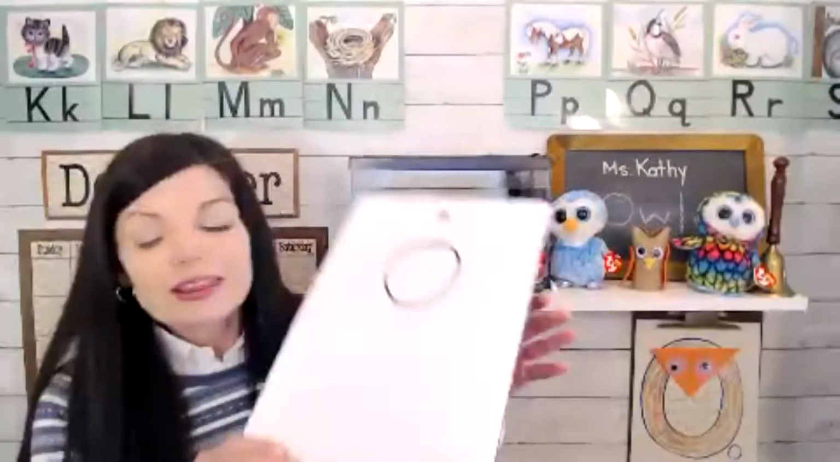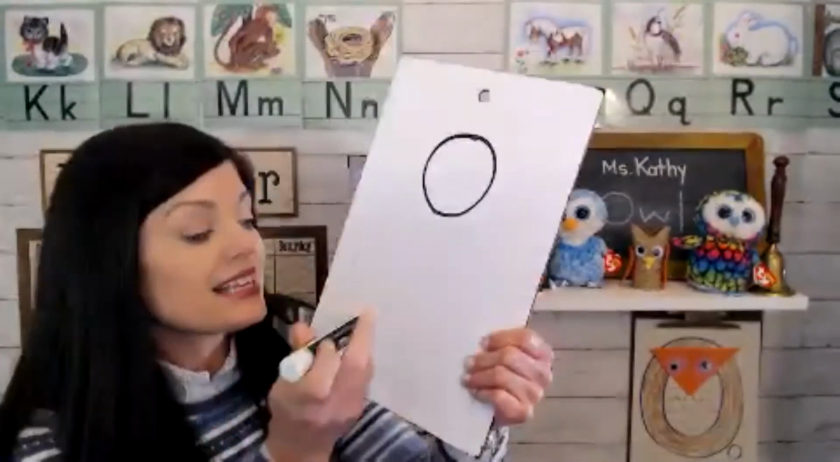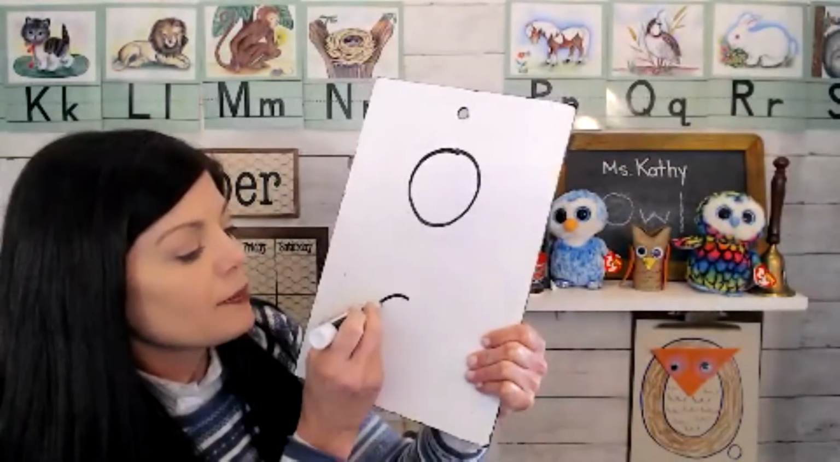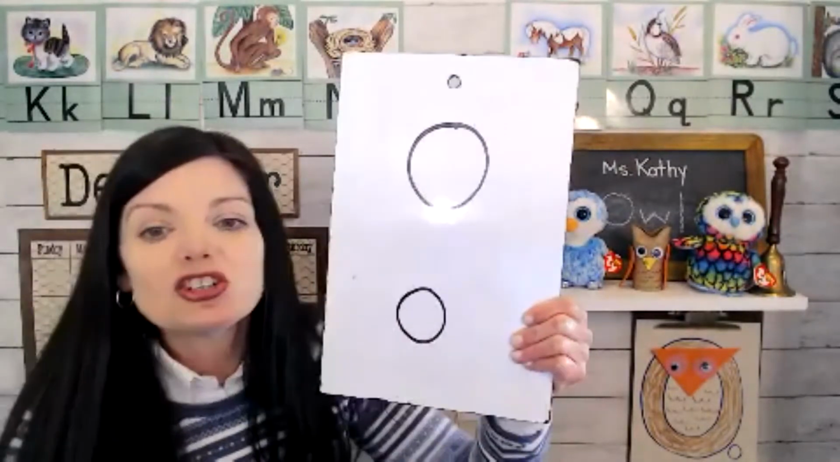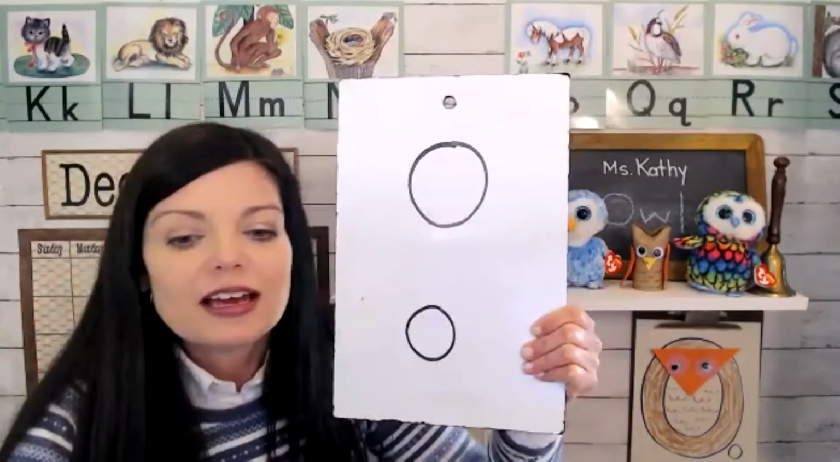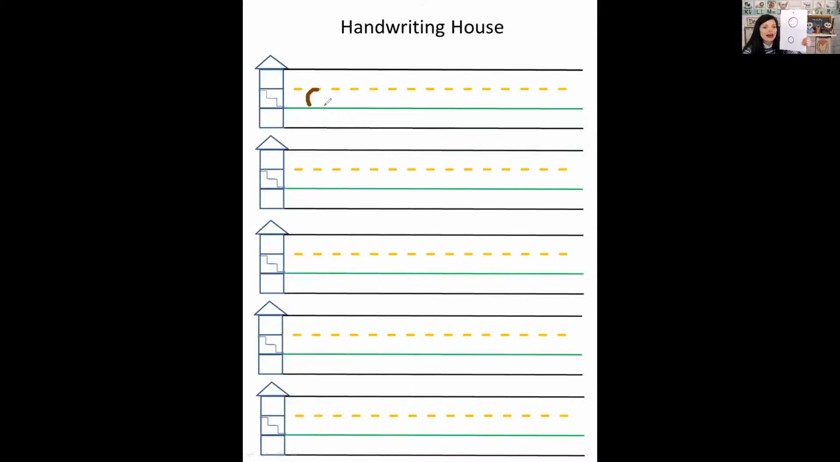Now we're going to see what the little O looks like. It's the same as the big O, just start at the top and curve around and back. You're just going to make it a little bit smaller. And if you're using handwriting paper, the little O goes downstairs. Curve around and right back. You try, curve around and back. One more, curve around and back.